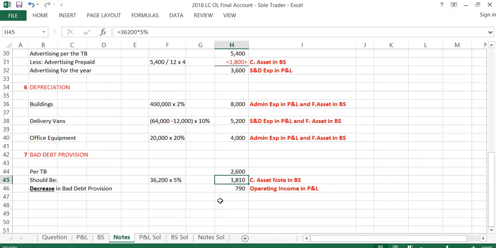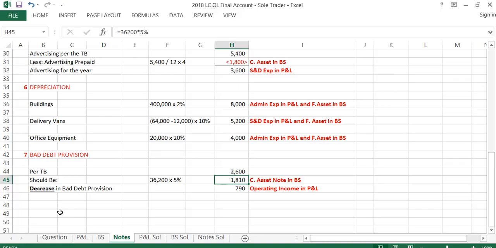Now, to get it what it should be, we actually have to reduce it. So it's a decrease in the bad debt provision. Sometimes it will be an increase in the bad debt provision, sometimes it's a decrease. A decrease in the bad debt provision is good, so it will go in operating income in the P&L. If it was an increase in the bad debt provision, it would be bad, and it would go as a selling and distribution expense in the P&L, but this is good. And then the full amount of what it should be is taken away from debtors in the current asset note in the balance sheet.